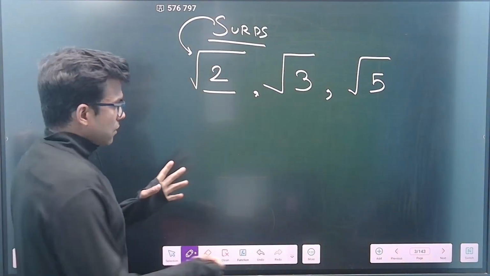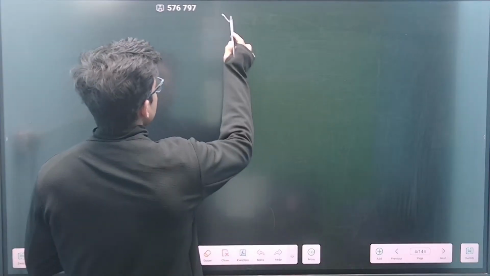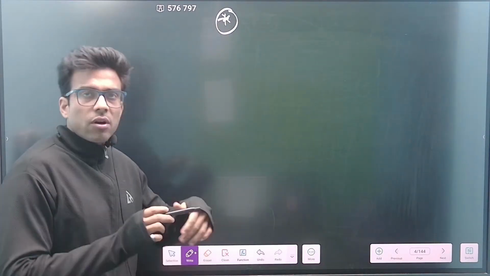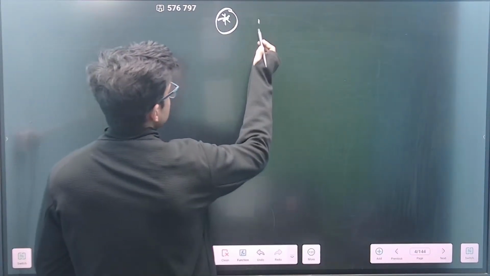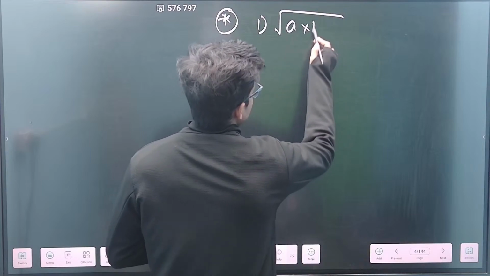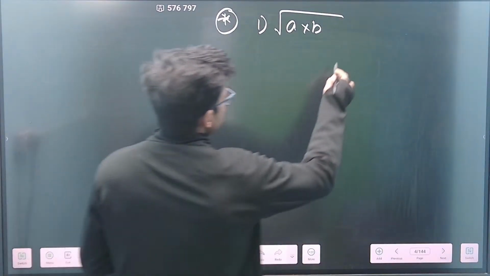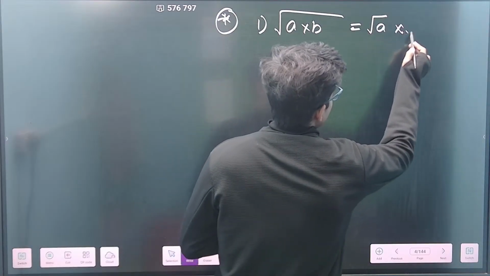There are some important formulas which you should know with respect to this topic, because a lot of simplification questions are asked. For example, the first one: what is the formula of root of a into b? You can just separate it out and write root a multiplied by root b.